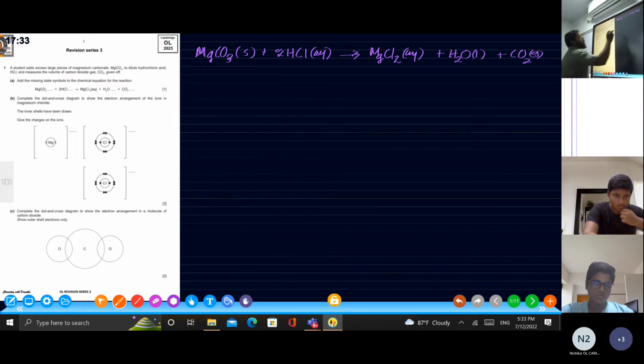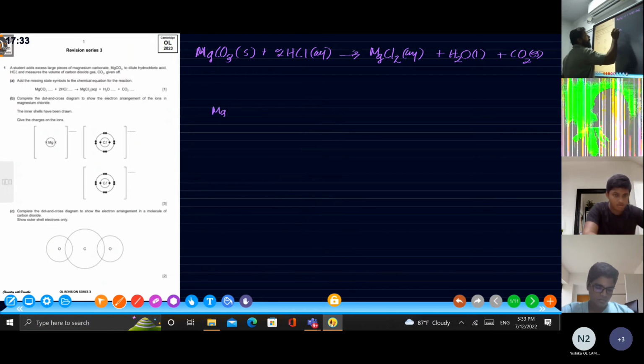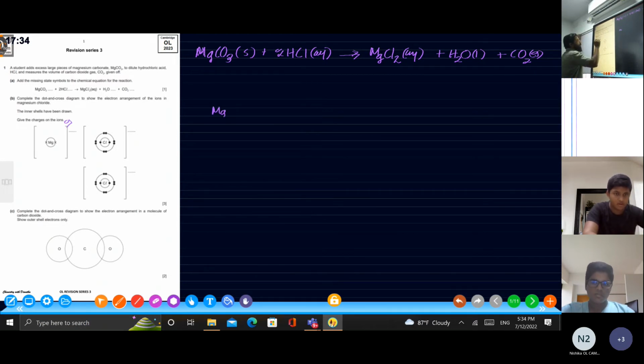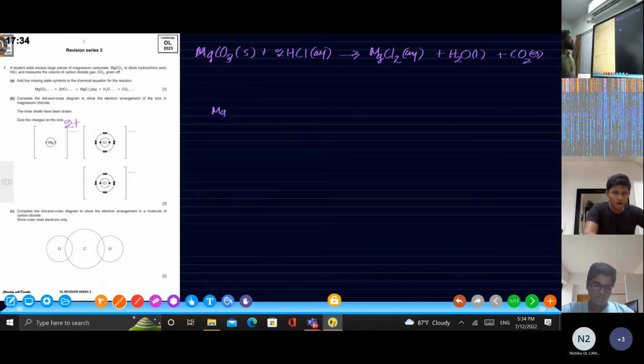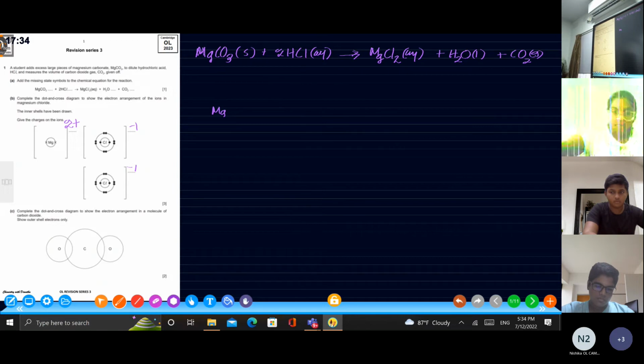And for the magnesium ion, I can write it here, +2. We all know because it's in group 2, so +2. Chloride is always -1. So you just put minus or -1, it doesn't matter. Right? Put your answers.